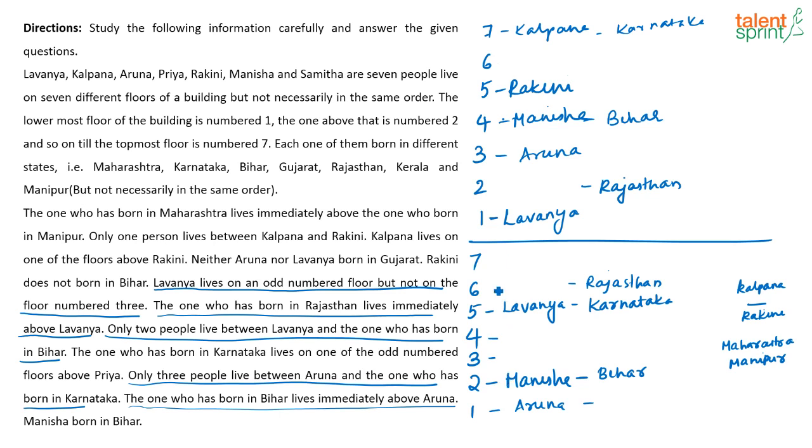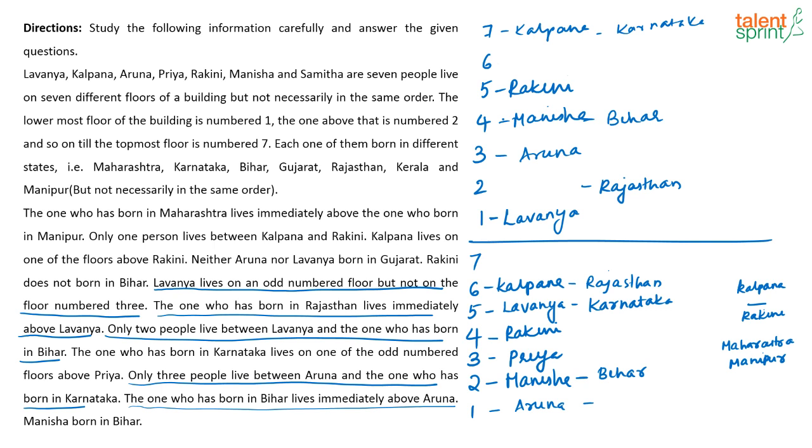Now if this was the case, then this has to be Kalpana and this has to be Ragini. Now once I fix this also, then in this case, I know it is given that the one who is born in Karnataka lives in one of the odd numbered floors above Priya. So obviously in this case, this has to be Priya. But I can't fix Priya in this case because this is Karnataka. Priya can be here or here. I am not able to fix that. But if the second case is the correct one, I can fix this as Priya.